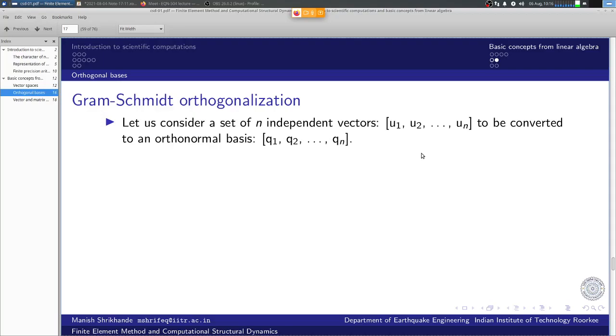But if we impose a little stronger requirement that the vectors should not only be independent, they should also be orthogonal, then an orthogonal set of vectors provides a lot of convenience, and the structure becomes very simple.